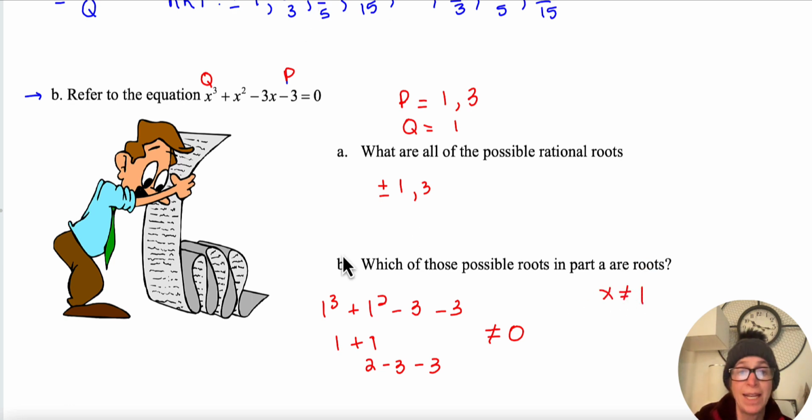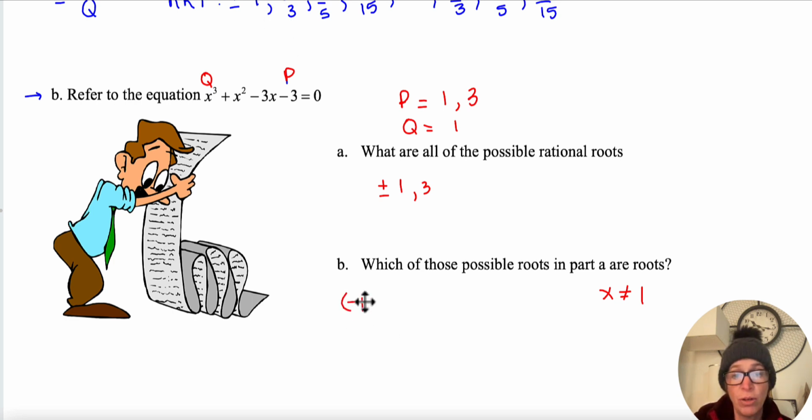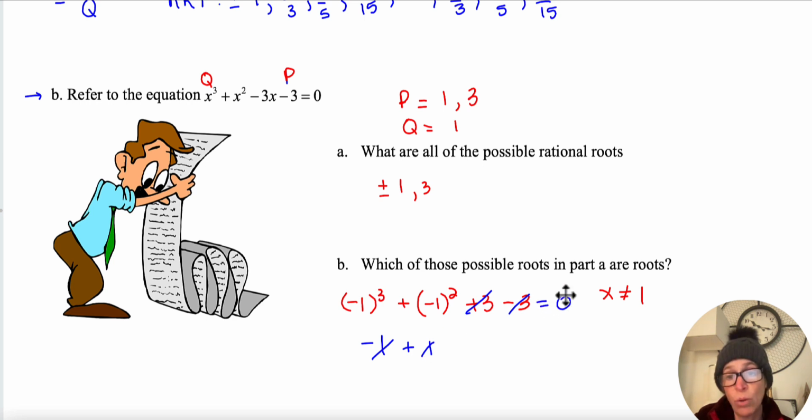All right, let's try -1, okay? So -1 cubed plus -1 squared plus 3 minus 3. All right, so I can see that these are going to cancel, right? And this is going to give me -1 plus 1, which are going to cancel, and that's going to equal 0. So I know for sure that x equals -1 is a root.